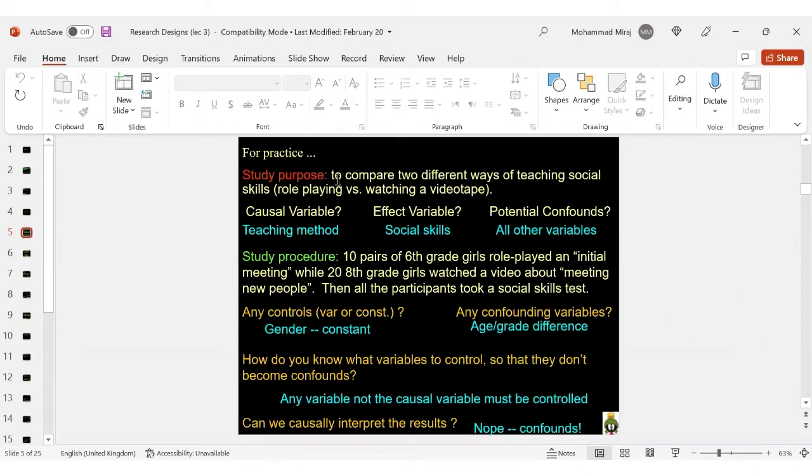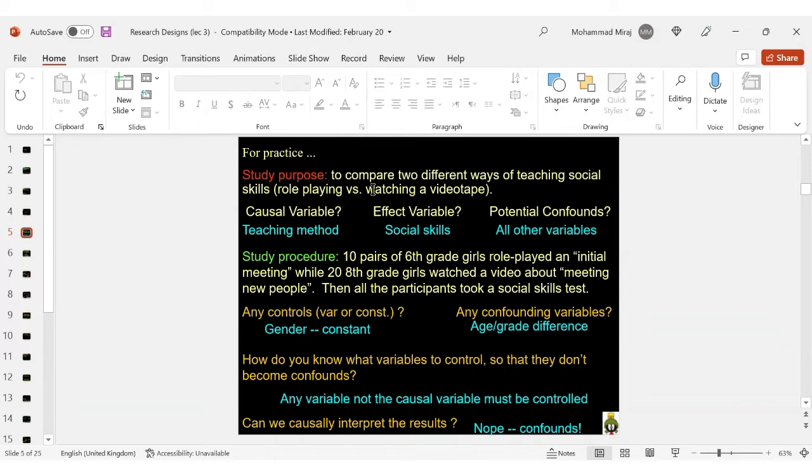Now take this example. Suppose there is a study purpose. The research study says we want to compare two different ways of teaching social skills to people. So you want to compare two different types of teaching social skills. One is role playing, the other is watching a videotape. So what is the causal variable over here? The causal variable is the teaching method. You are comparing two different types of teaching method.